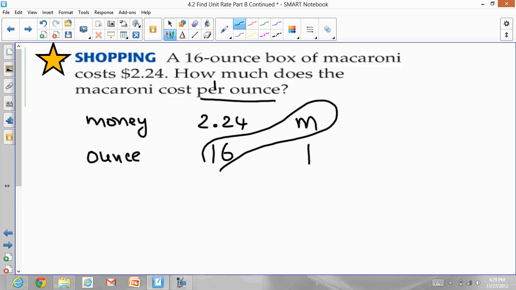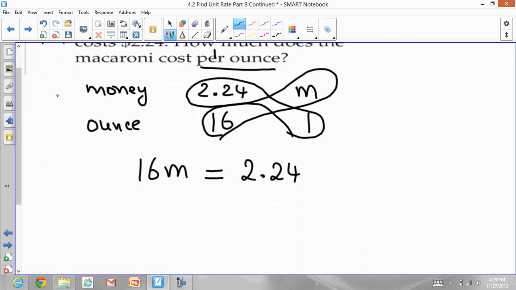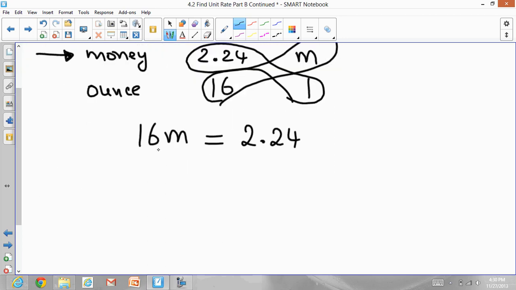16 multiplies M to give you 16M. 2.24 multiplies 1 to give you 2.24. Any number multiplied by 1 gives you the number back to you. Equal sign. So you want to find M. M is this, which basically means put an arrow here. I want to find money. So I want to get rid of the 16. 16 is multiplying, so let me do the opposite. Divide by 16 here and divide by 16 here. Cancel. You get M equals.